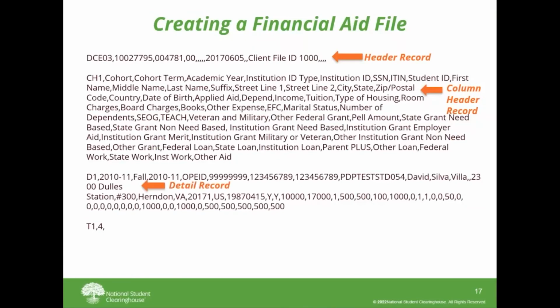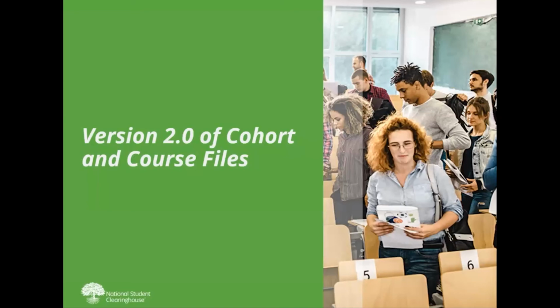The detail record contains the individual student records. And lastly, the trailer record must begin with T1, same as cohort and course file, indicating the end of the data file. Now we will cover version 2.0 of our cohort and course files.